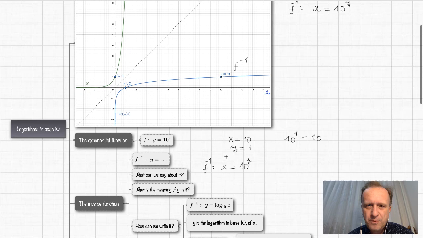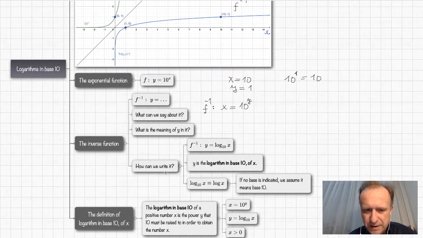I will come back to this in a second, but let me now introduce the notation. We have to fill in something here. We have to express the y in some formula, and the way to do it is to introduce the new notation.